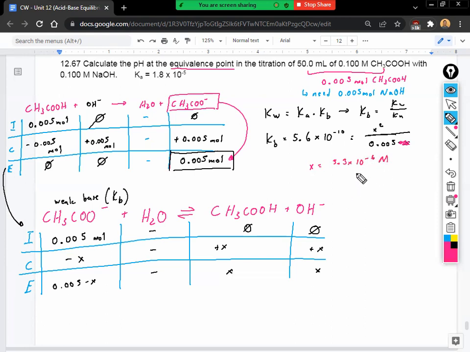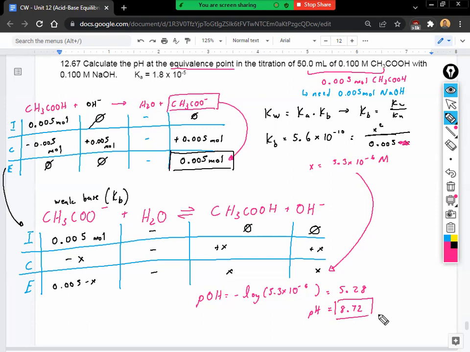And now that we have x, we have a value for OH. And so from that, we can find the pOH. So pOH is the negative log of 5.3 times 10 to the negative 6. Oh, I'm getting tired teaching this. 5.28, and then we just need to subtract that from 14, and we'll get a pH value of 8.72. And there you go. So the equivalence point in this titration, the pH is going to be 8.72.